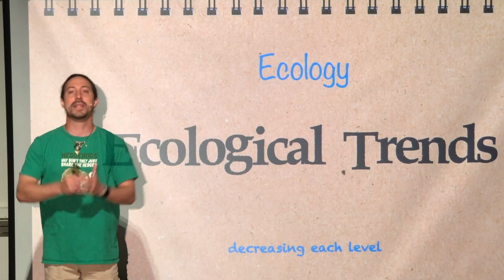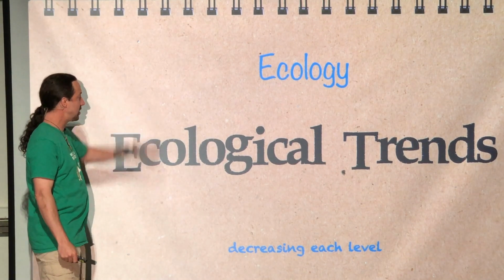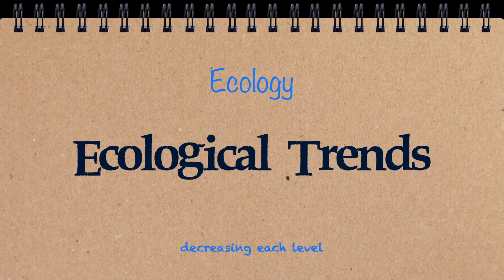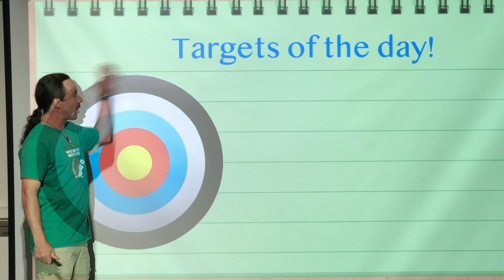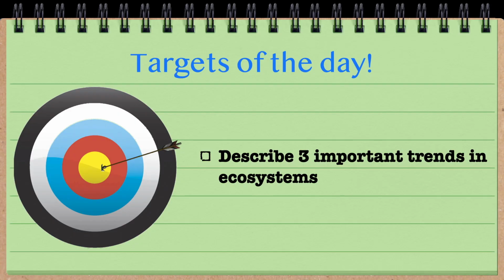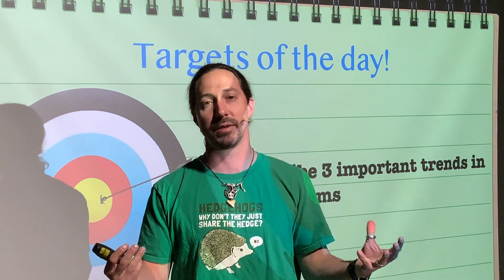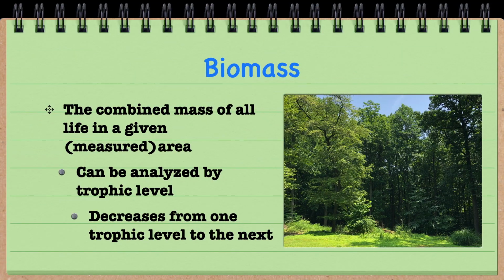Hello and welcome to this episode of Tutors, where we're continuing our unit on ecology, and today we are looking at some trends that take place in ecosystems. So let's get started with our targets of the day. The first target is to describe 3 different important trends that exist in ecosystems. So that is our only target for the day.